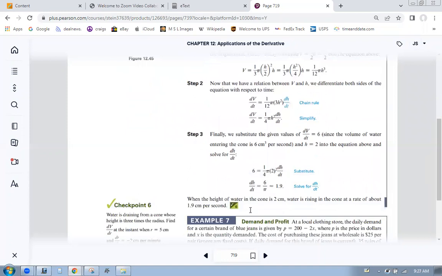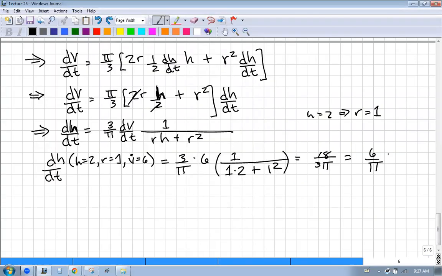Six over pi, 1.9. So when the height of the water in the cone is 2 centimeters, right? They said when h is 2, what was dV/dt? The water is rising in the cone at a rate of 1.9 centimeters per second as dH/dt, the change in the height per time. So this is about 1.9. Yeah, pi is about 3, so 6 over 3 is about 2. And the units were centimeters and seconds. All right, any questions about that one?